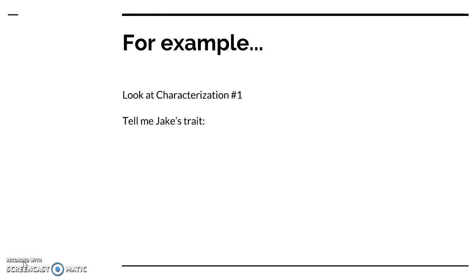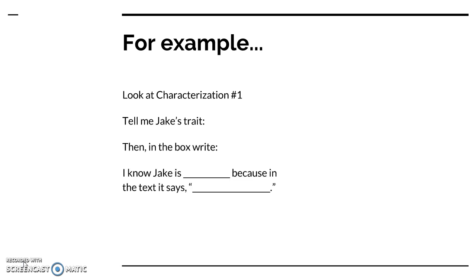You're going to see where it says, what is Jake's trait, right? I want you to tell me, write it out, what Jake's trait is. What kind of character is he? But then, in the box, here's what I expect for every single box on that paper. I know Jake is. Tell me how Jake is. Right in this little blank space is where his trait goes that you wrote above.